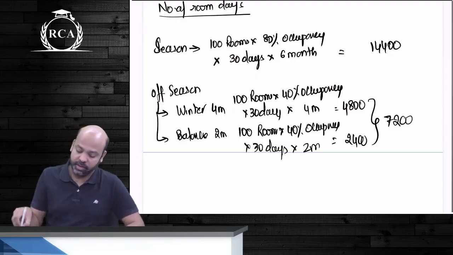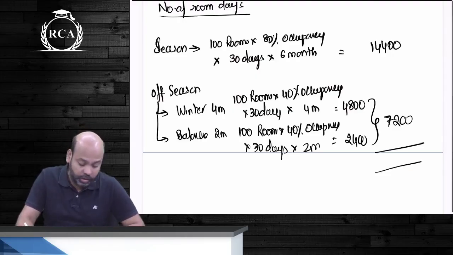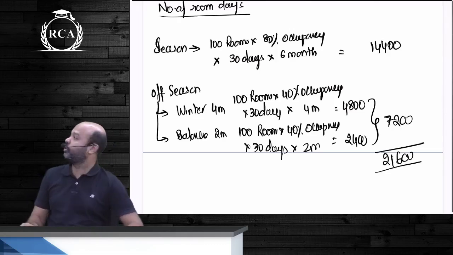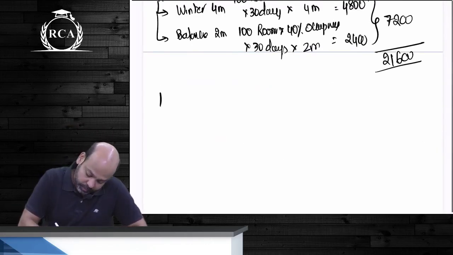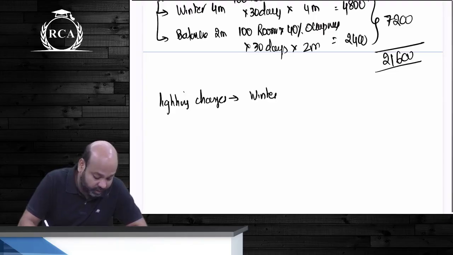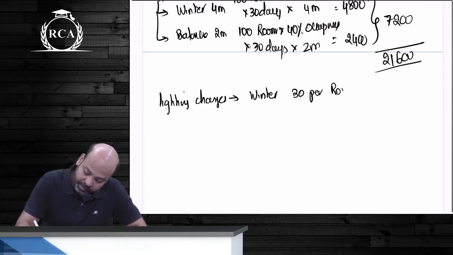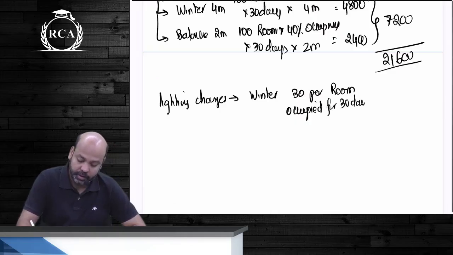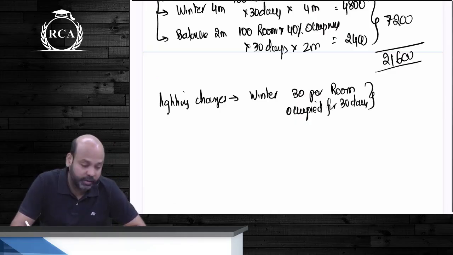Once you write this better, calculate the total amount of lighting charges and tell me. Rough में calculate करके बोलना what is the total amount of lighting charges better. During winter guys it says it is 30 rupees per room, but occupied for how many days? Occupied for 30 days. 30 rupees. That means guys it is 1 rupee per day. Yes or no? 1 rupee per room day.